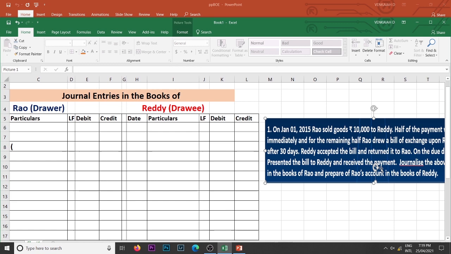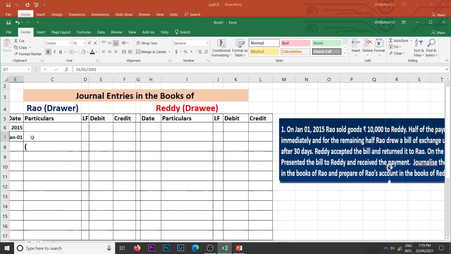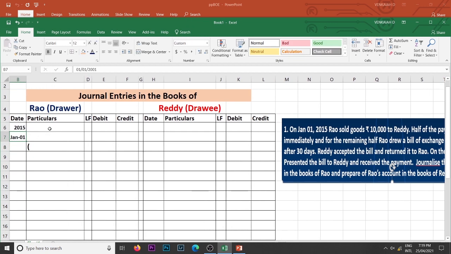Okay, 30 days are over. Rao presented the bill for payment and Reddy paid the bill. When the drawee pays the money, it is called honor of the bill. When the drawee is unable to pay the money, or unable to honor the acceptance which he signed earlier, that is called dishonor of the bill. Now, in chronological order, according to the date, we pass journal entries in the books of both the parties.